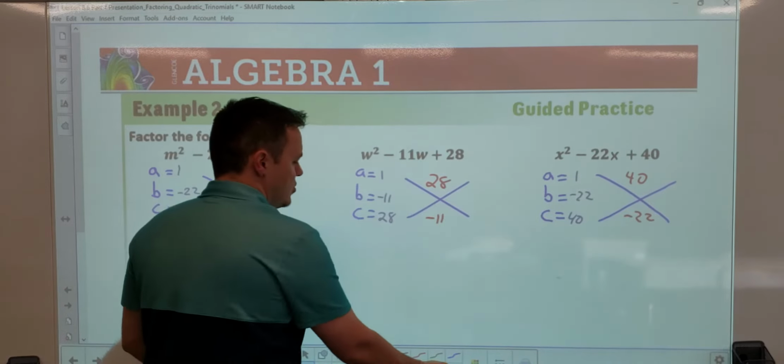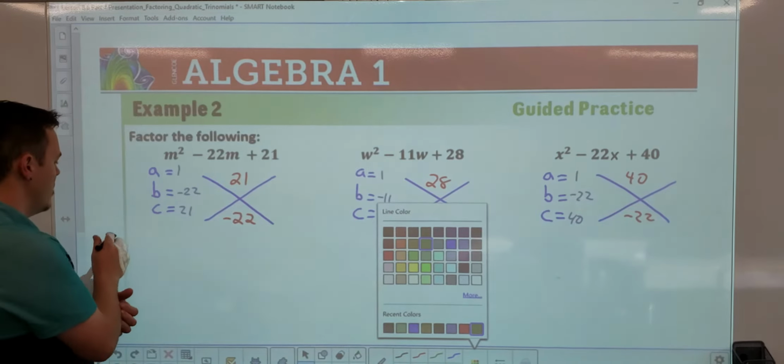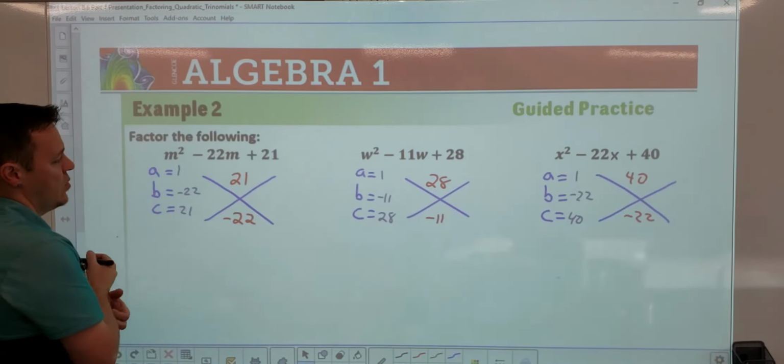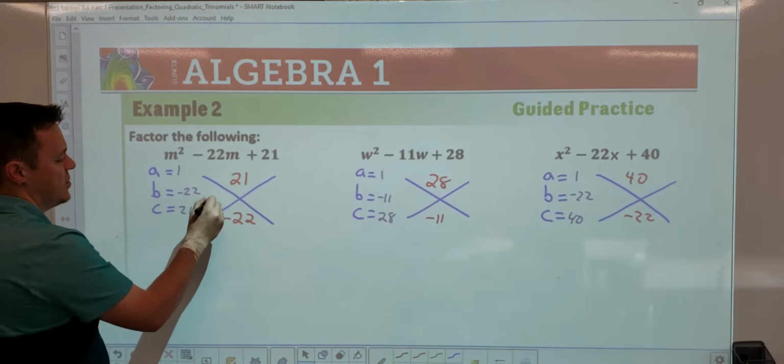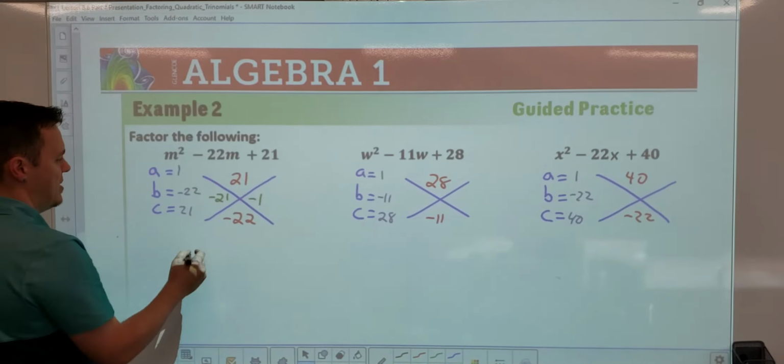All right, what two numbers? So as you go through this process, once again, everybody, make sure you're fully aware of what you're doing. Okay, what two numbers? This one's a relatively simple one. It's negative 21 and negative 1. Multiply them, you get that. You add them, you get this.